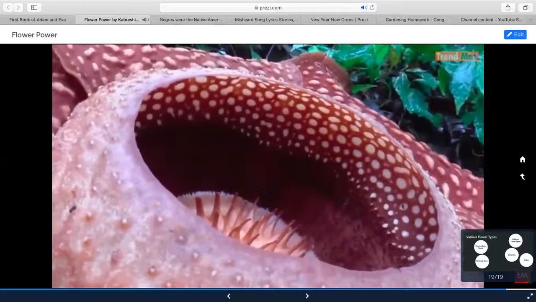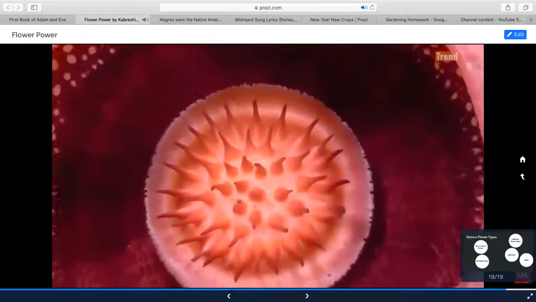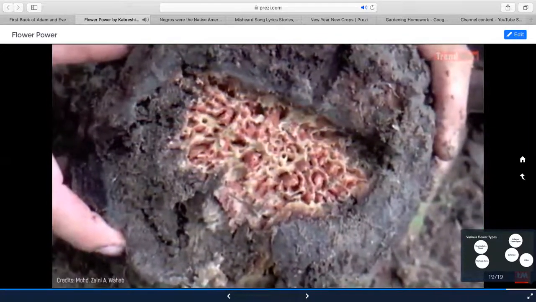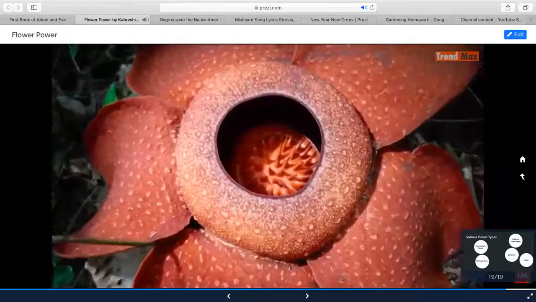After fertilization, corpse lily produces a fruit with thousands of seeds inside which are eaten by tree shrews. These seeds spread when the shrews poop, proliferating this parasitic species.